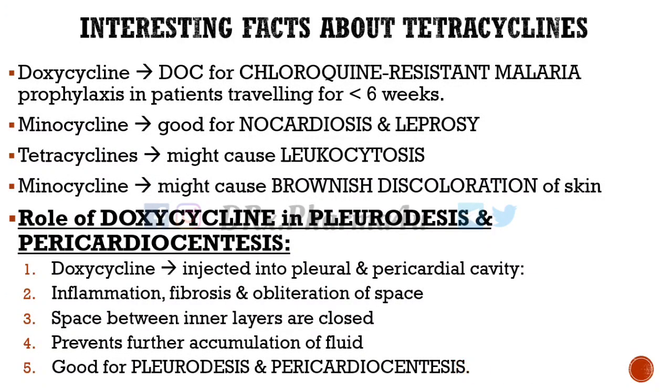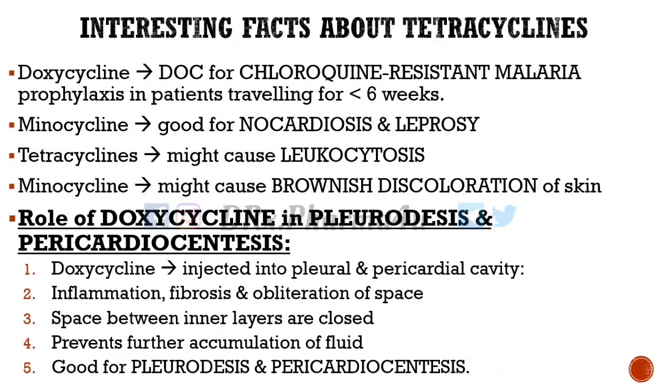Minocycline is good for nocardiosis and leprosy. Nocardiosis is caused by an organism, it is usually not very common, but if it happens, it's not a very good indication. In nocardiosis, we can give cotrimoxazole as well. Cotrimoxazole is a combination of sulfamethoxazole and trimethoprim. Minocycline can also be given, and it is good for leprosy as well. Leprosy, you know very well, is caused by Mycobacterium leprae.